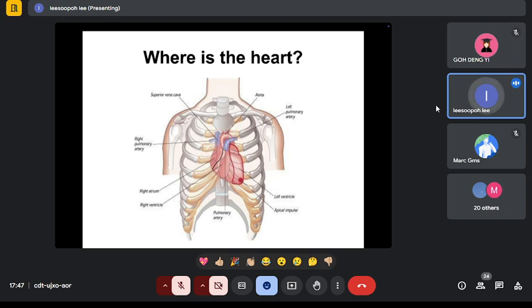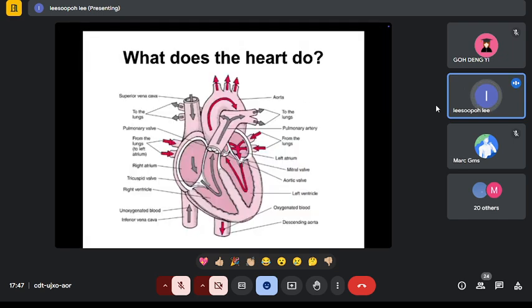So our heart is situated slightly on the left, in the middle of the mediastinum. And in the heart structure, we have 4 chambers: left atrium, left ventricle, right atrium, and right ventricle. In between the left atrium and left ventricle is your mitral valve, and between your right atrium and right ventricle is your tricuspid valve. And between your aorta, this is your ascending aorta, and your left ventricle is your aortic valve.